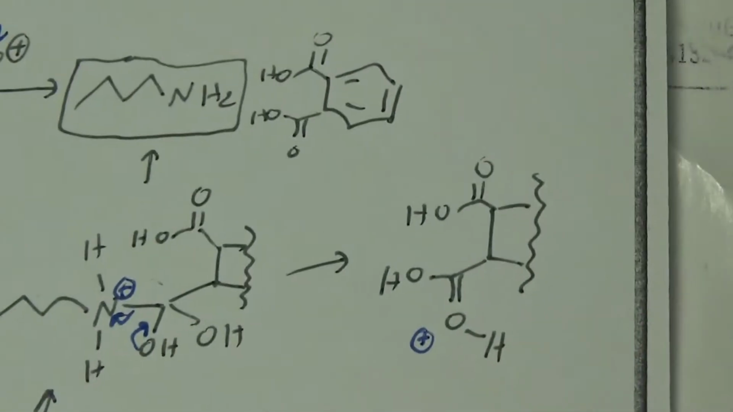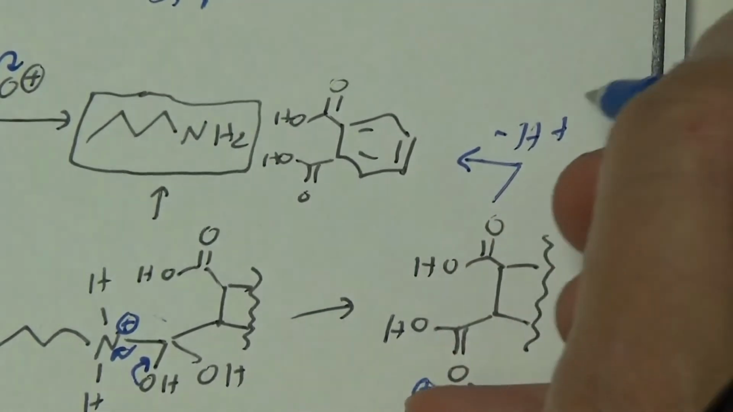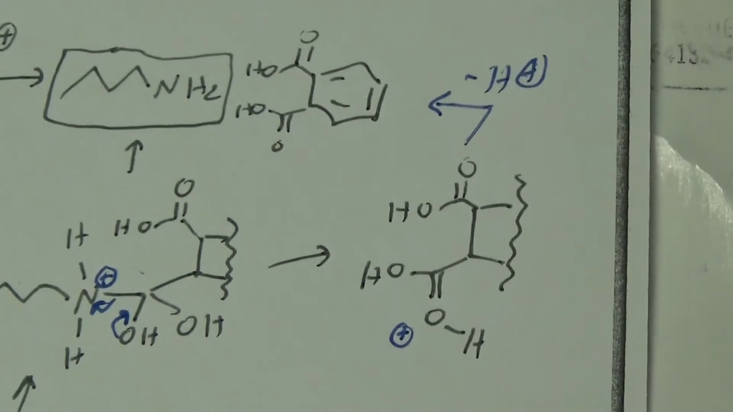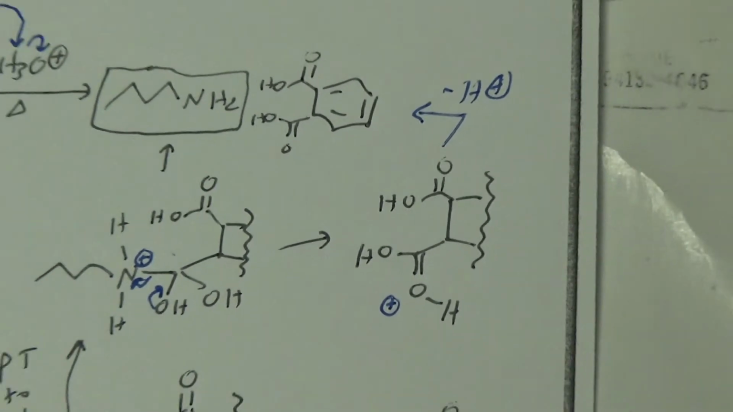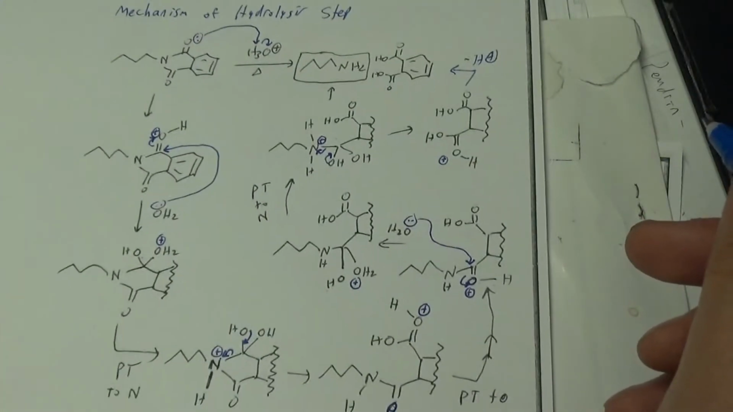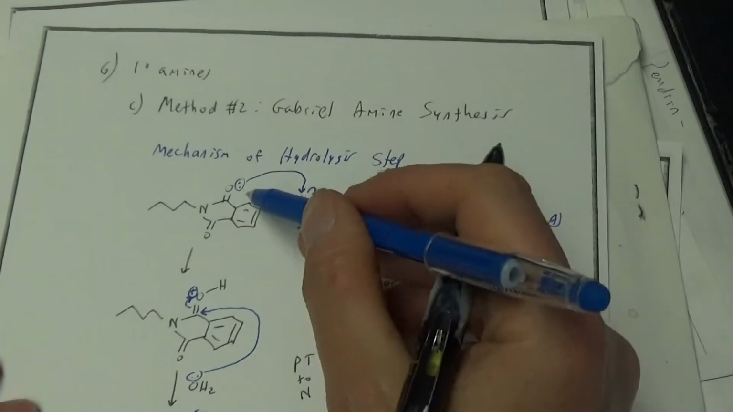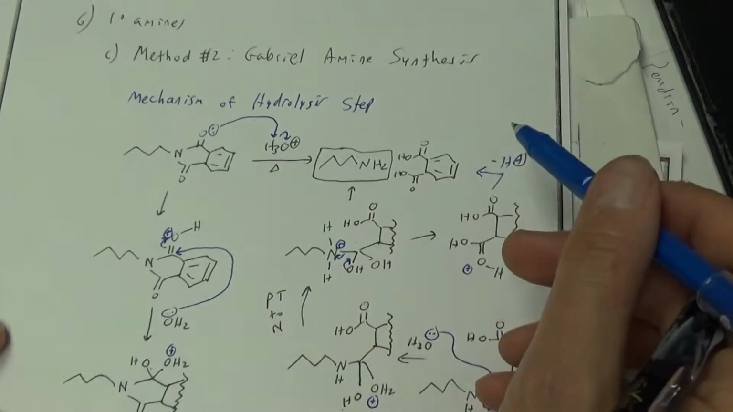Okay, and then we do what? Minus H plus. And we're done. Alright, so that's the kind of long, tedious second step of the Gabriel amine synthesis. All we're really doing is cleaving one amide, then we're cleaving the other amide.